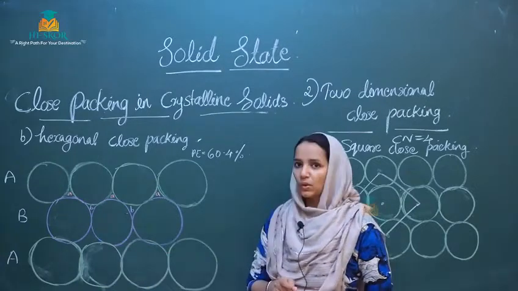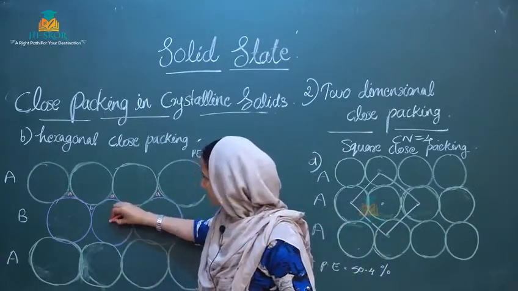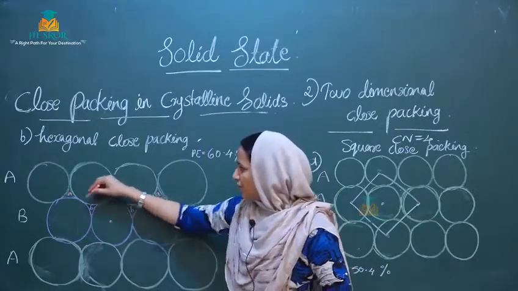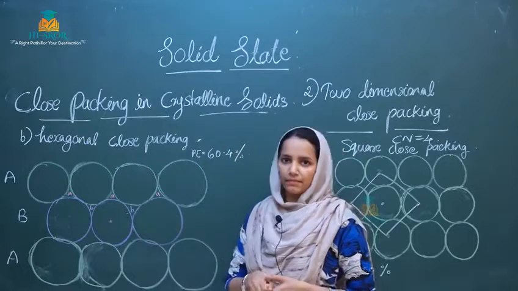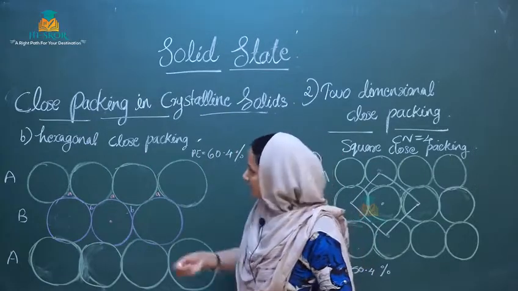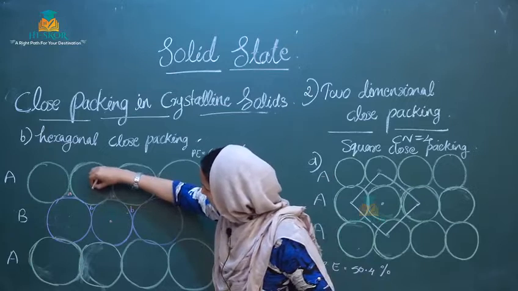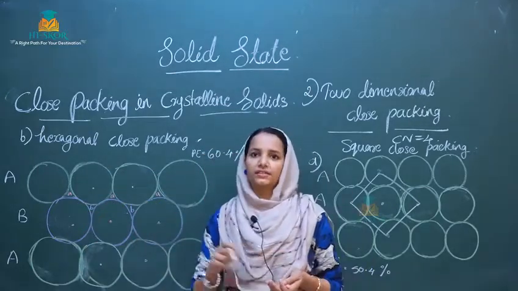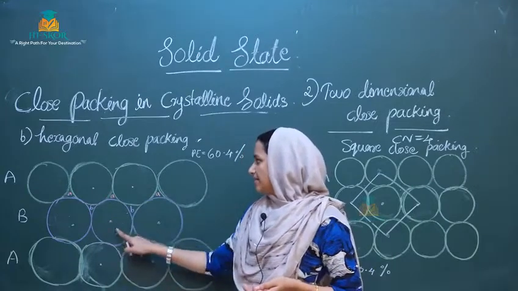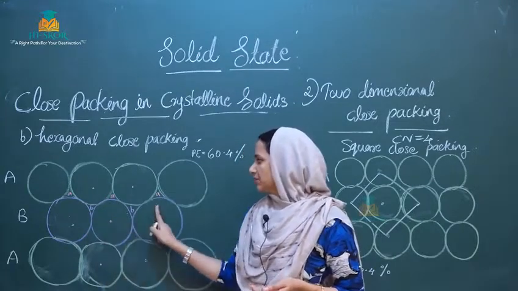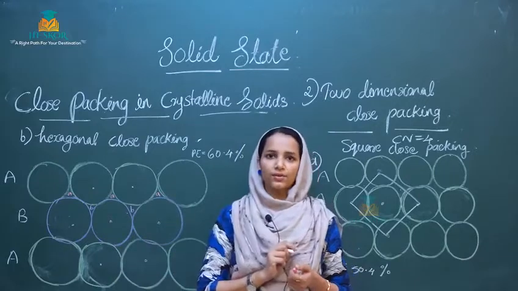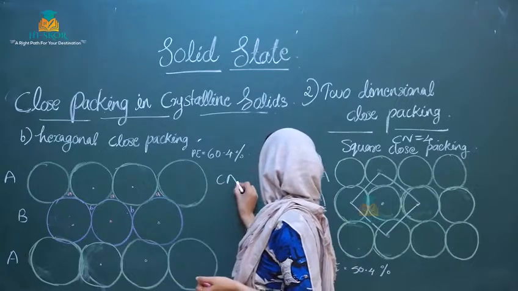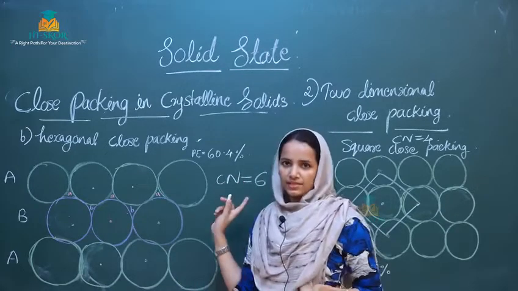So then what about the coordination number here? You just consider the central sphere here, and the number of neighboring spheres. When you count the number of neighboring spheres, you can see that we have 1, 2, 3, 4, 5, 6. 6 spheres are there. That means the number of neighboring spheres for a particular sphere is equal to 6. That is what we call the coordination number. So here the coordination number is equal to 6.